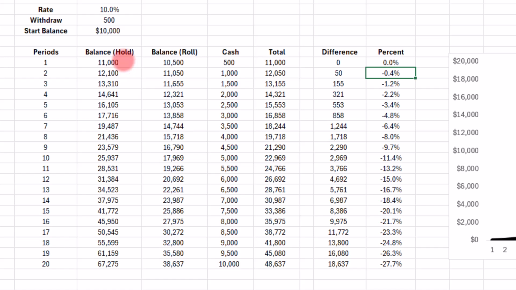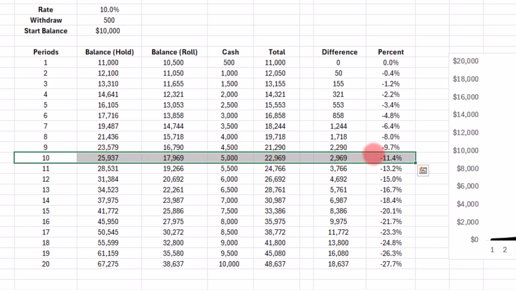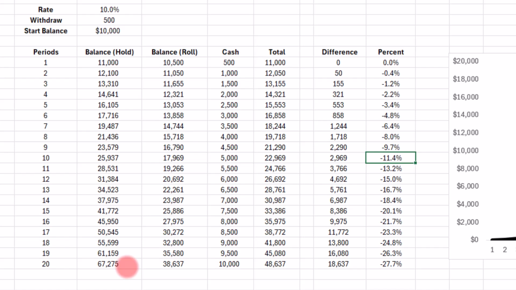But look what happens over time. After, let's say, the 10th year down here, look at that. Trader number one has got $25,937. Trader number two has a total of just under $23,000. So he's behind by almost $3,000, or 11.4% behind. Well, that counts. Look what happens after 20 years. Now, trader number two is behind by over $18,000 and nearly 28%.